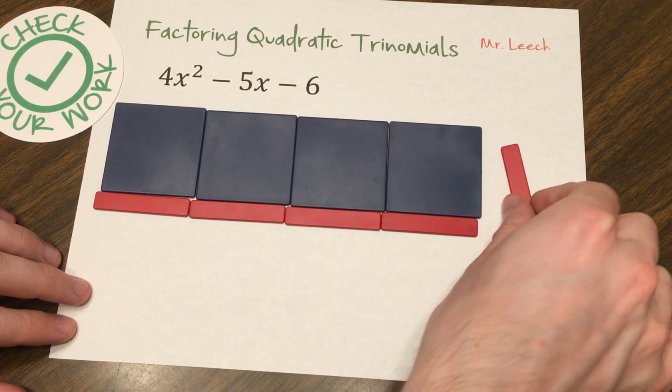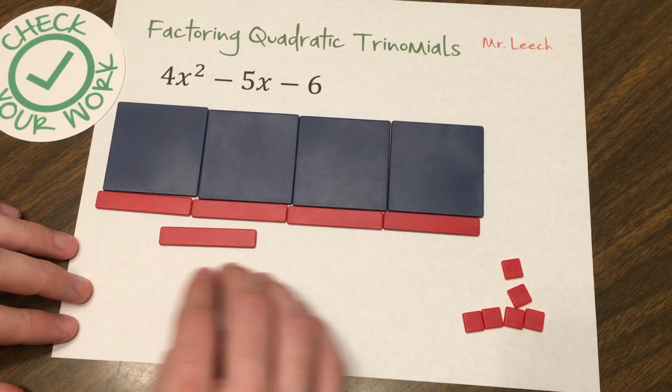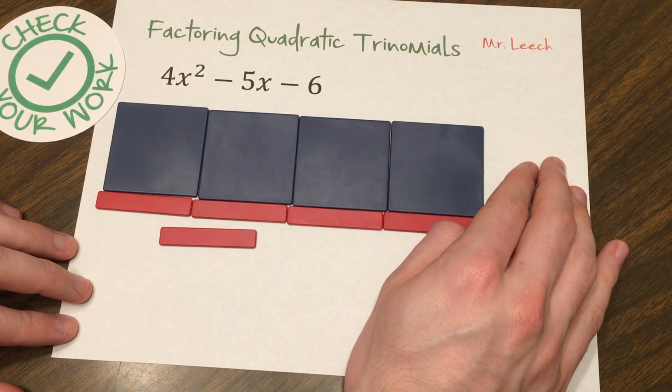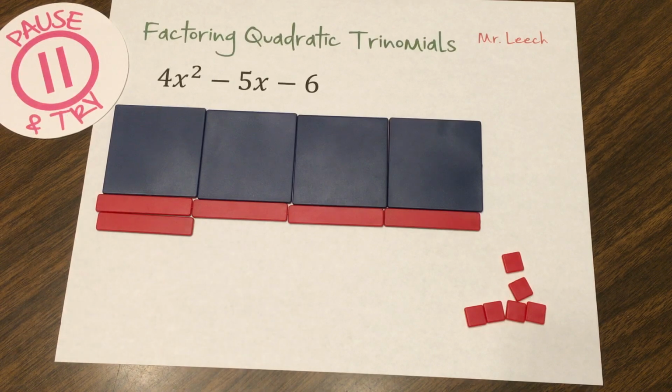That should be a positive if this is a negative times a negative, but this is a negative 6. So I've got to keep all my negatives on the same side, whether it's here on the bottom or over here on the right. Try and see what you can do from here.